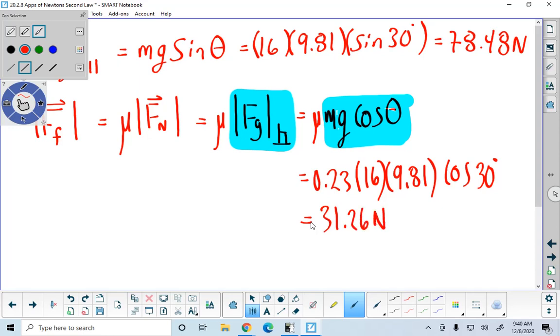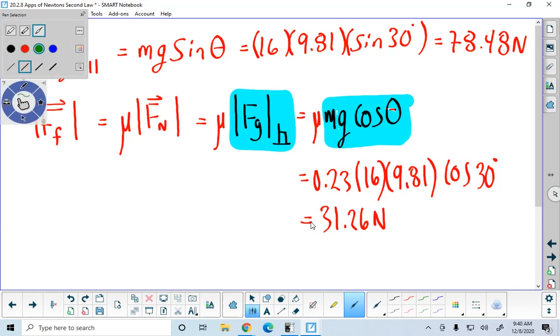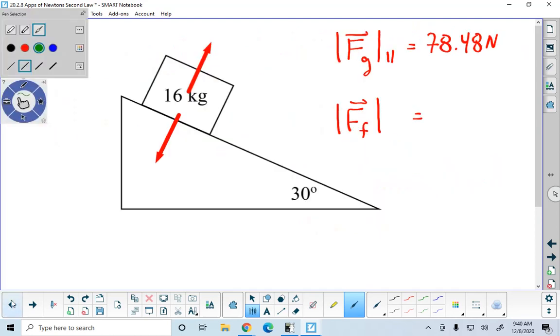And we can add that to our list. The force of friction, that was the force of friction. This all goes back. If you trace this back through all of the breadcrumbs, it goes back to the force of friction. That's what we were finding. So 31.26 newtons, we can add that to our list.